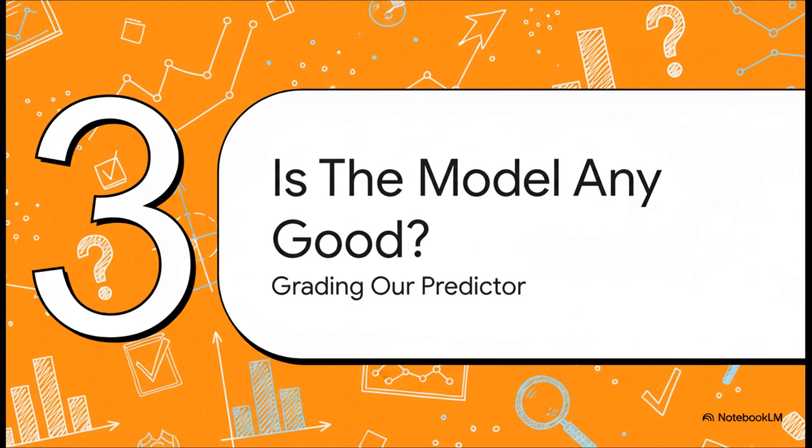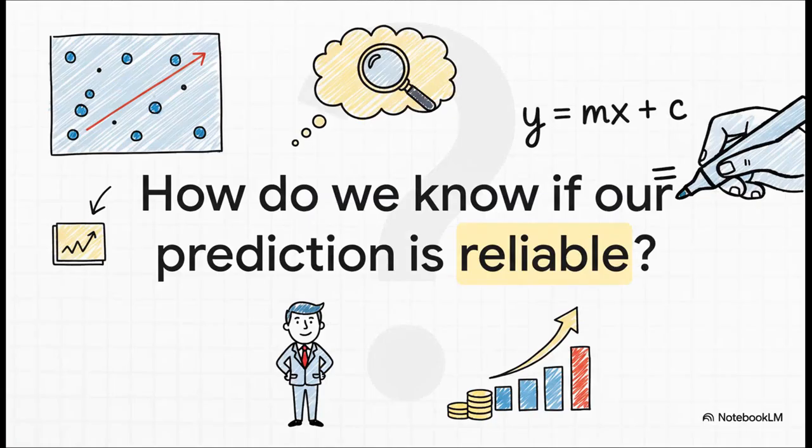It's time to grade our crystal ball. I mean, seriously, how do we know? Before you go and bet the company's entire budget based on this formula, we have to check our work. We need some kind of objective way to measure its performance and make sure it's actually reliable. And luckily for us, there are two fantastic tools for the job. The first one is called R-squared, and the second one is something called residuals. Let's take a quick look at each one.